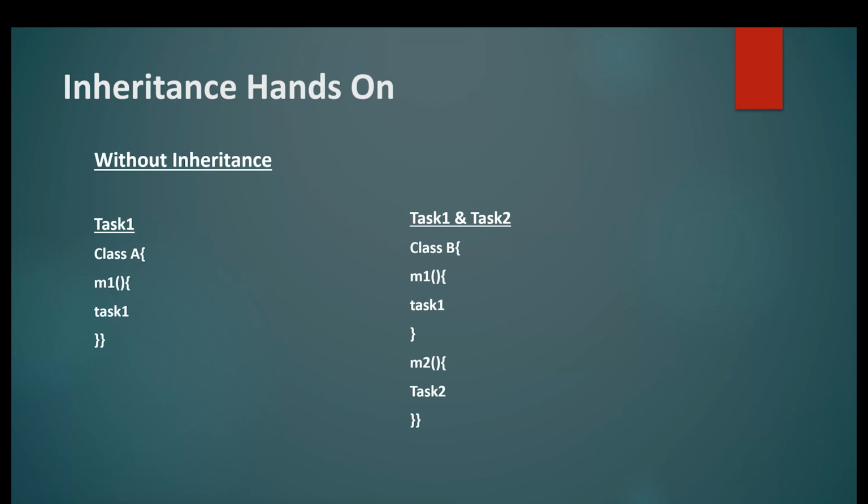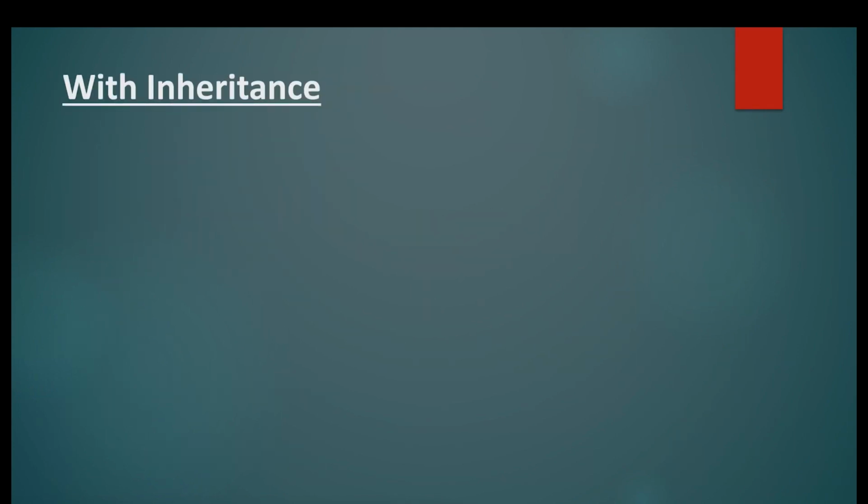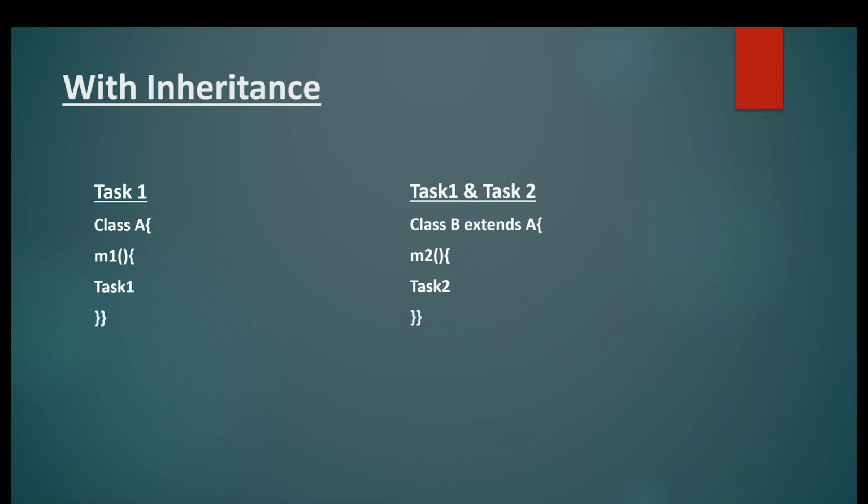Now, let us talk about inheritance. What if we have inheritance? How is it going to affect our coding, right? So with inheritance, we have the same problem. We have a task one that we need to complete. Now you have written class A, you have written a method M1, and you have performed task one in method M1. Now, since we have inheritance, we got the same requirement that you need to write a class which actually does both task one and task two, right? As it is written here.